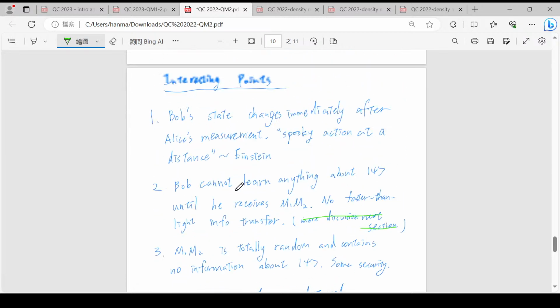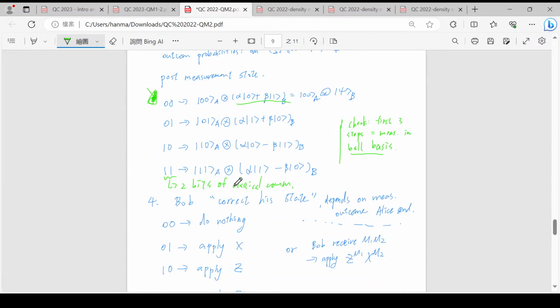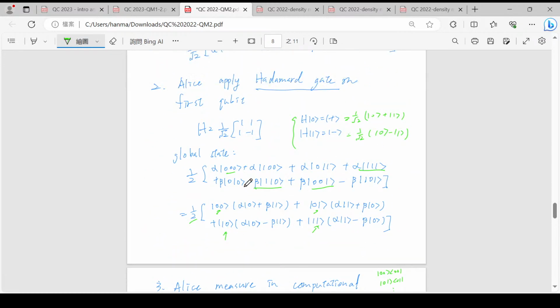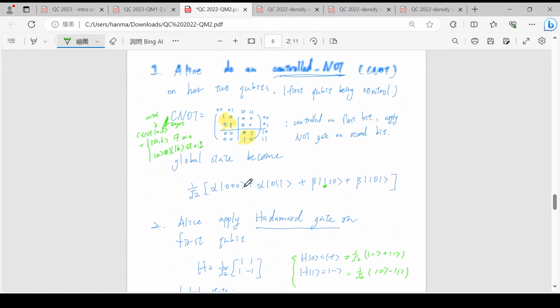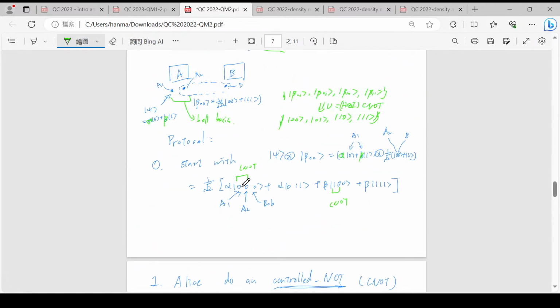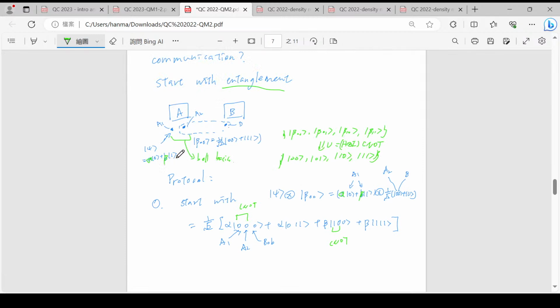The interesting thing here is they can do a teleportation by just sending classical information. Even though classical data cannot quite hold the quantum data, they can still do this perfect teleportation by consuming one bit of entanglement between them.